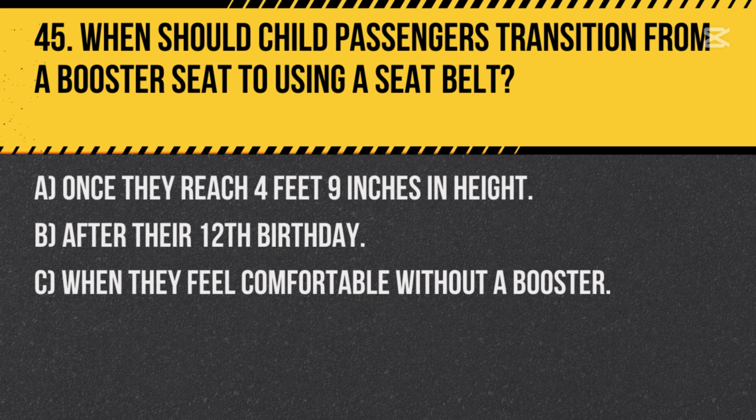Question 45. When should child passengers transition from a booster seat to using a seat belt? A. Once they reach 4 feet 9 inches in height. B. After their 12th birthday. C. When they feel comfortable without a booster. Answer A. Once they reach 4 feet 9 inches in height. Colorado law specifies that children must use a booster seat until they are 4 feet 9 inches tall, ensuring that the seat belt fits them properly for safety.